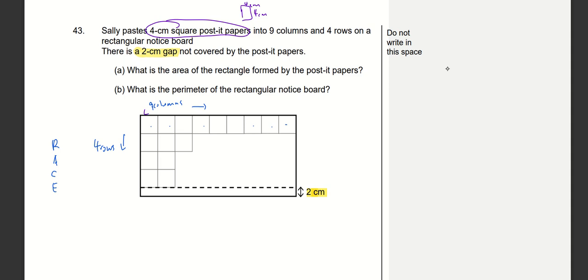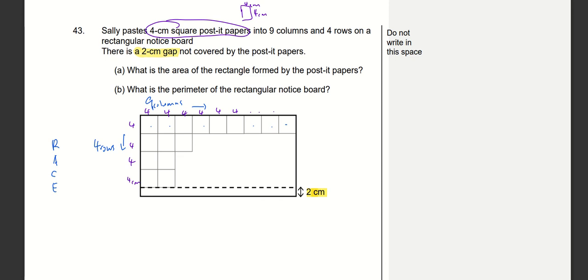So I could tell this is 4 and then 4, and 4 and 4 and so forth. And then on this side is also 4 centimeter, 4 centimeter, 4 centimeter. That's what it means. Into 9 columns and 4 rows, that's what is being explained here.